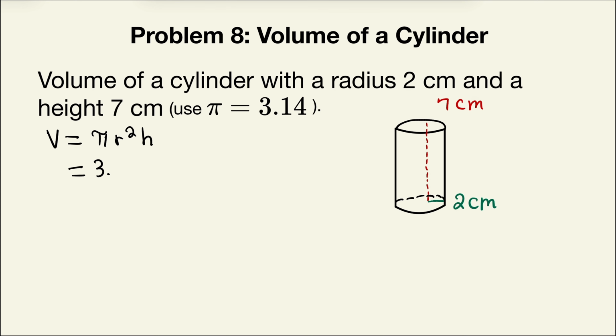So that's 3.14 times the radius squared. We know that the radius is 2 centimeters, but we also know it has to be squared according to the formula. And we're going to multiply this by the height of 7 centimeters. And that equals 87.92 cubic centimeters. And that's the final answer.